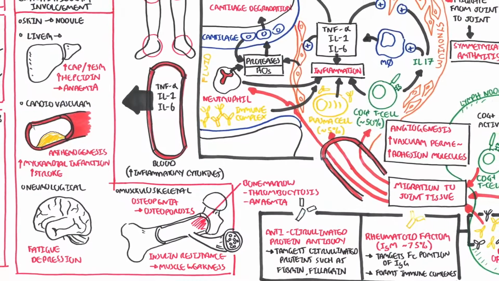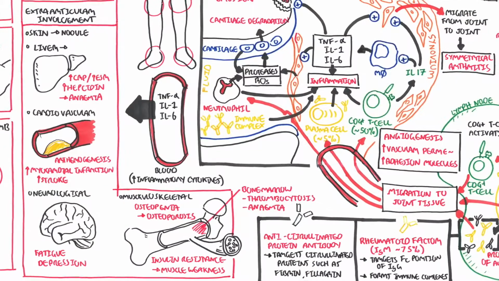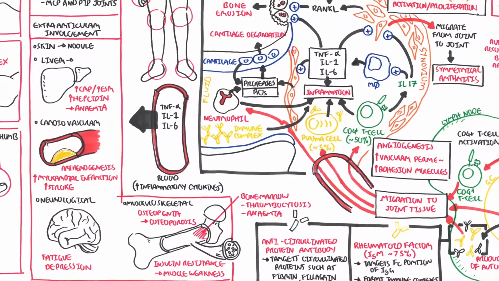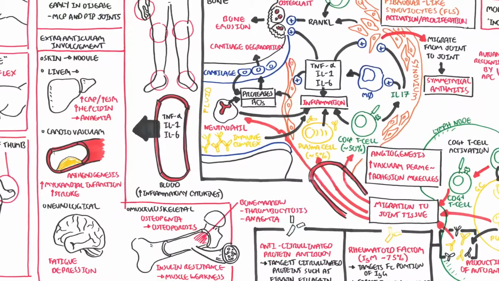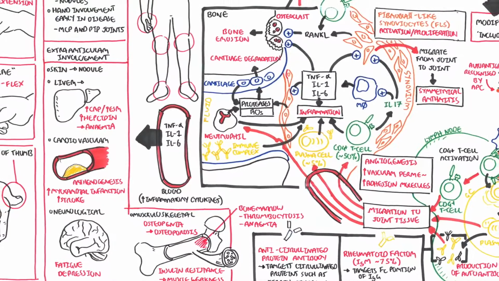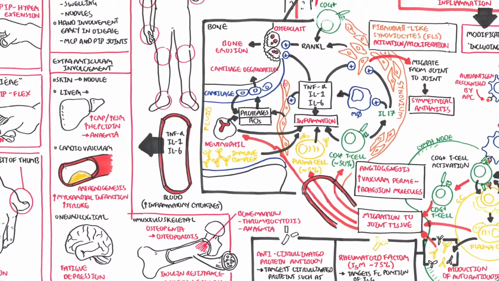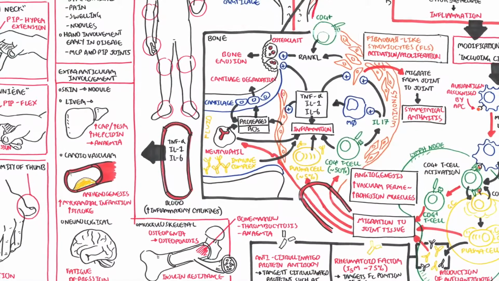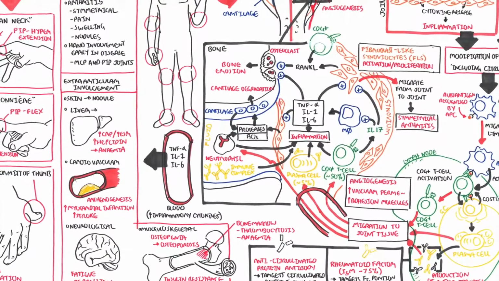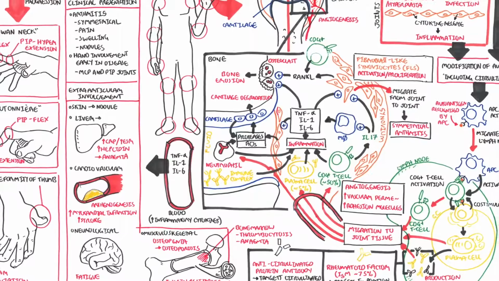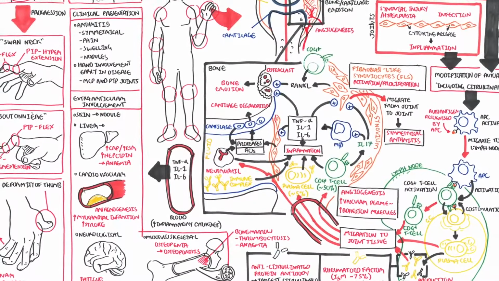So those are the extra-articular involvements of rheumatoid arthritis. You also have lung involvement, such as pleural effusion and lung infection. But this can be attributed to the treatment used for rheumatoid arthritis, which involves glucocorticoids. And as we know, glucocorticoids suppress the immune system.